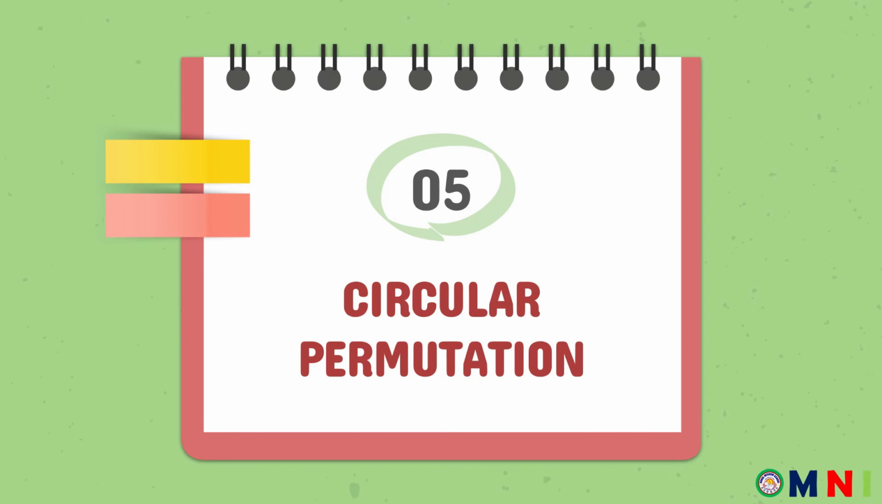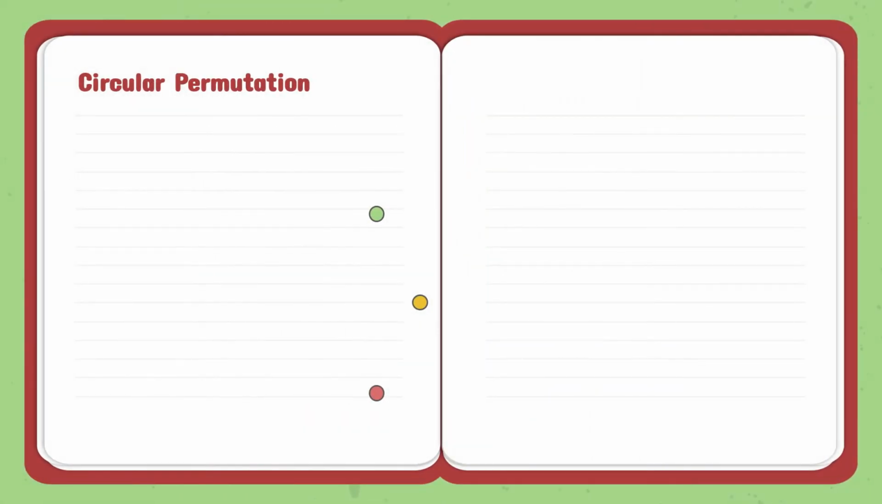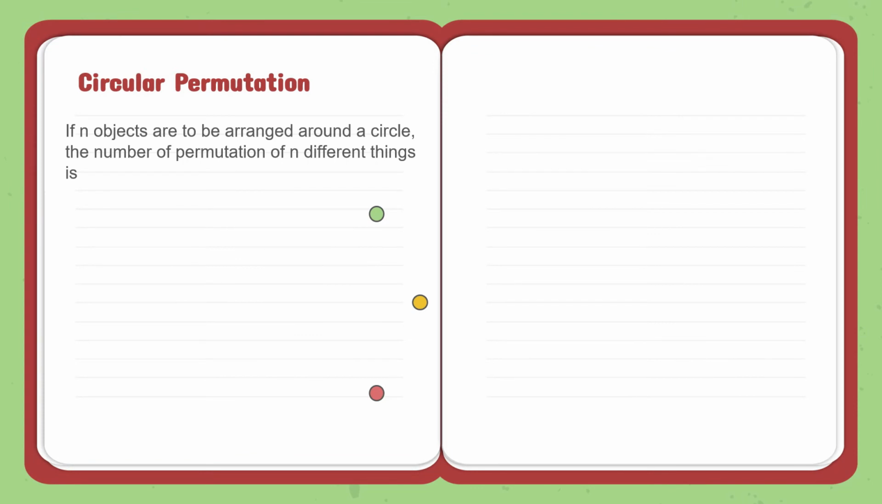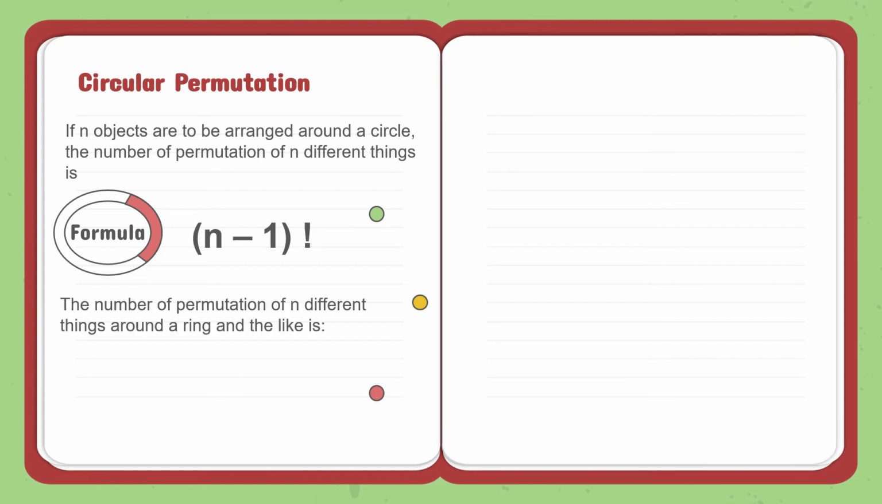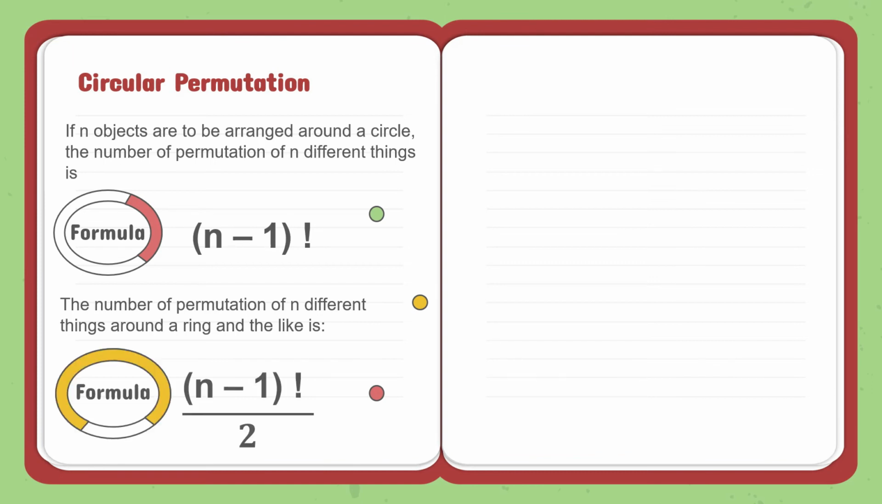Let's now proceed to circular permutation. If n objects are to be arranged around a circle, the number of permutations of n different things is given by the formula n minus 1 factorial. The number of permutations of n different things around a ring and the like is given by the formula n minus 1 factorial over 2.